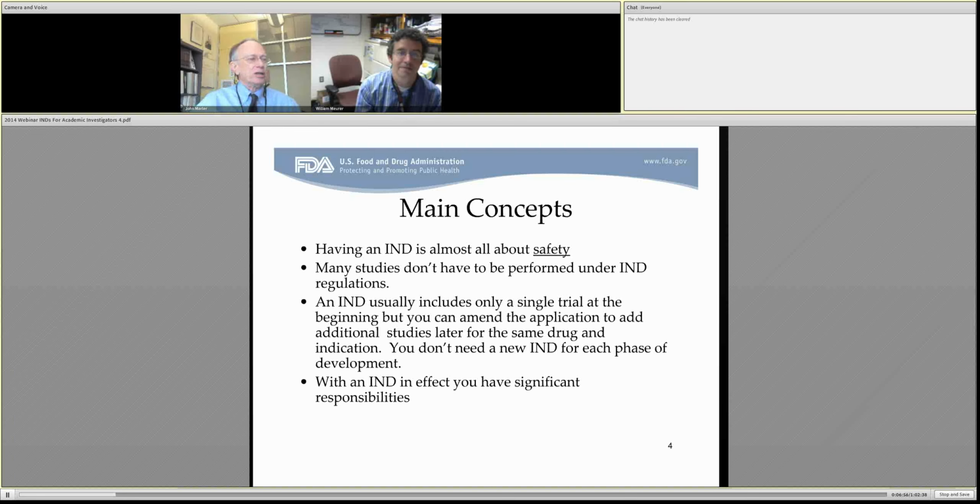But the main concepts today, besides safety, will be that actually many studies don't have to be performed under an IND regulations, and that an IND usually includes only a single trial at the beginning, but you can amend the same application. You don't have to send in a new application for an IND when you go to phase 2 or later studies. You do need to send in the protocol, but you don't need to go through the entire IND process.